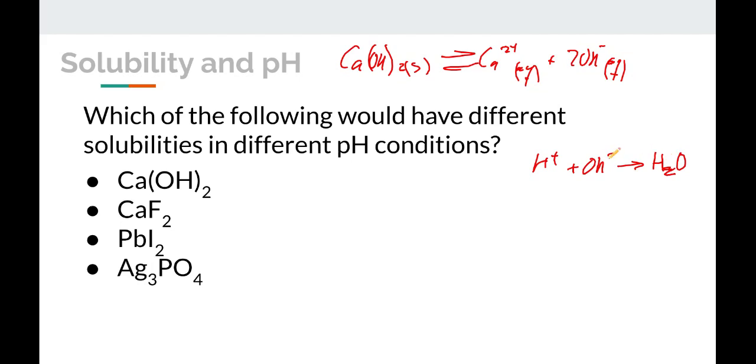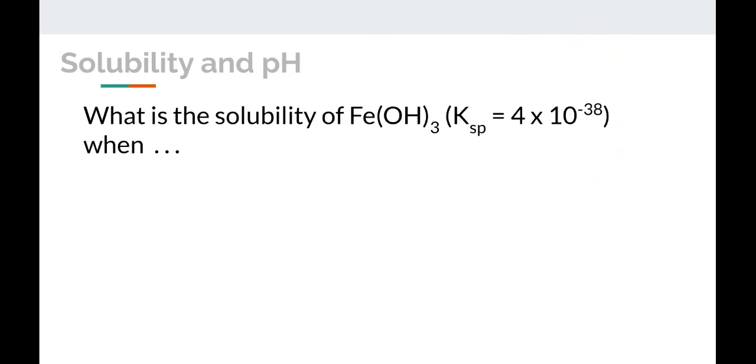Well, that means that you're reducing some OH minus, taking it out of the system because you've reacted with H+ that was in our low pH environment. That would cause a shift to the right, so in low pH, calcium hydroxide would dissolve better. Let's look at a quantitative example.